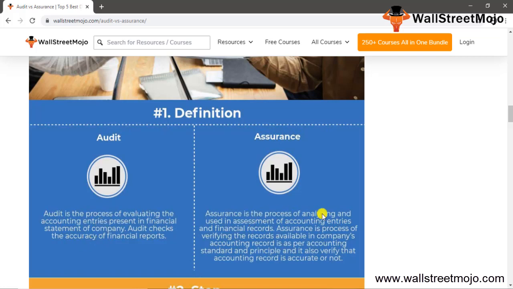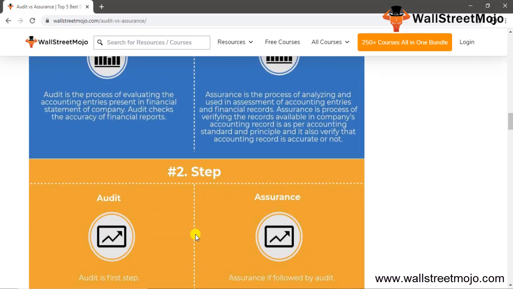But here the process is analyzing and used in the assessment of the accounting entries. So it is a process used in the assessment of the accounting entries and the financial records. And assurance is the process of verifying the records available in the company's accounting record and is as per the accounting standard and principle. So it also verifies whether the accounting record is accurate or not.